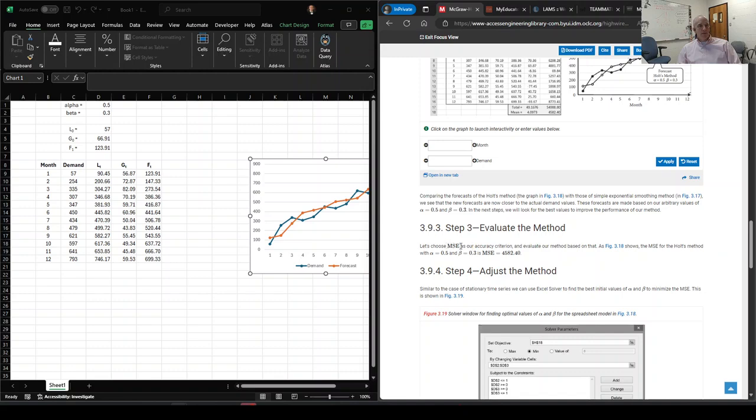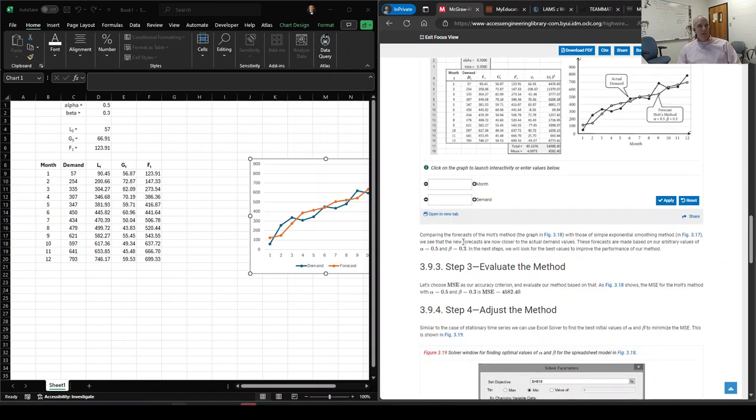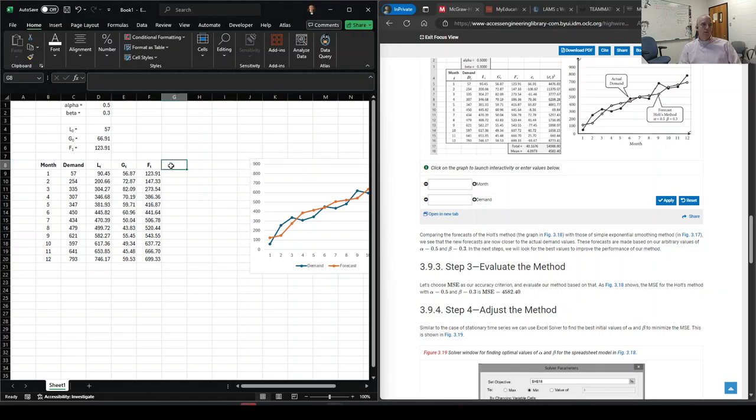And the objective here is, hey, let's optimize our alpha and our beta. And the way we do that is with our MSE, mean squared error. So let's do a couple of error columns here. First one will be our error of each period. Next one is going to be our error squared.